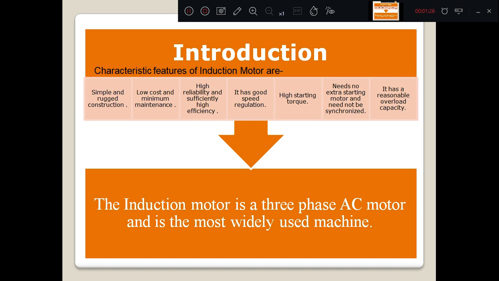It has a reasonable overload capacity, it is sustaining the overload. That is why the induction motor is a three-phase AC motor and is the most widely used machine. More than 90% of the applications for drives are using a three-phase induction motor.